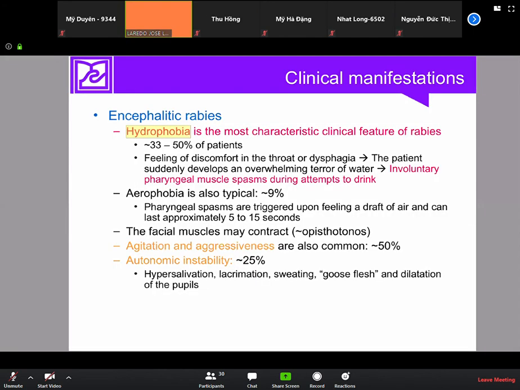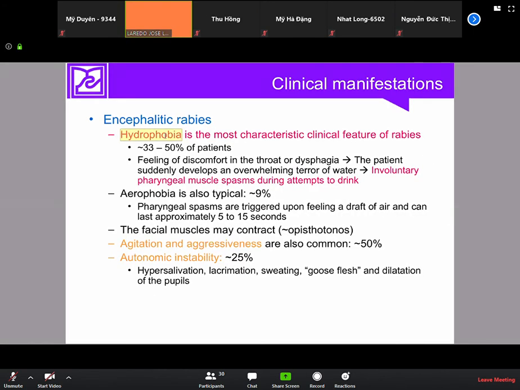This is hydrophobia. This patient is a Vietnamese patient, and he found a dog in the street, and the dog was dead. So he didn't have any wound. The dog didn't bite the patient because the dog was dead. This patient took the dog to his house to prepare the dog for eating. So he opened the head of the dog to take the brain for eating the brain.